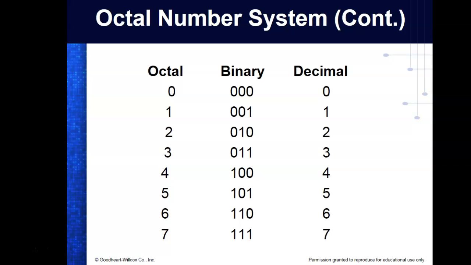So this is octal, 0 through 7. If I was counting in octal, it would go 0, 1, 2, 3, 4, 5, 6, 7. I've run out of combinations. What do I need to do? Put 1, 0. That's exactly right.